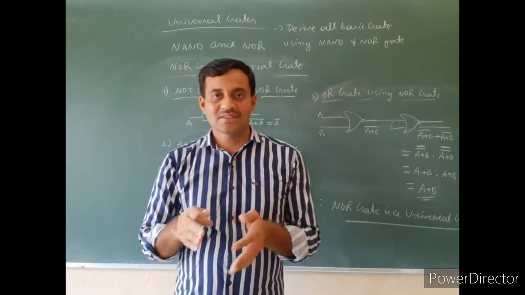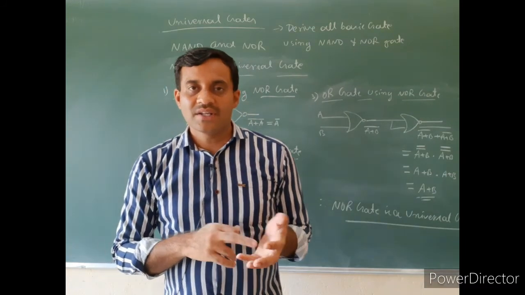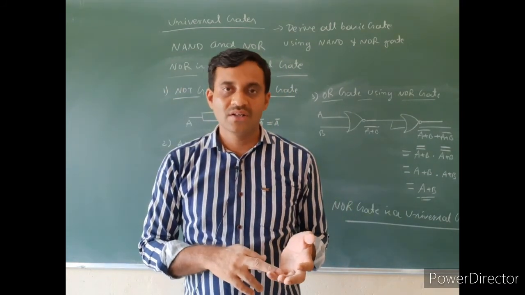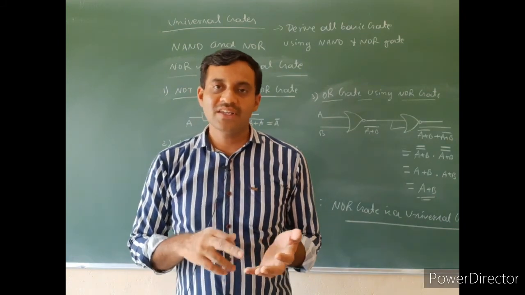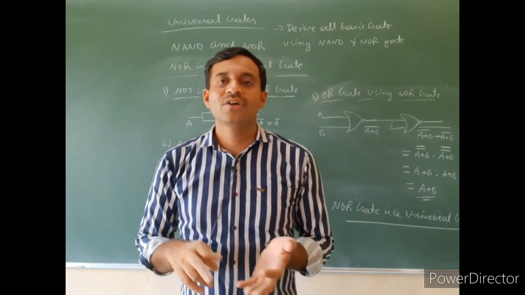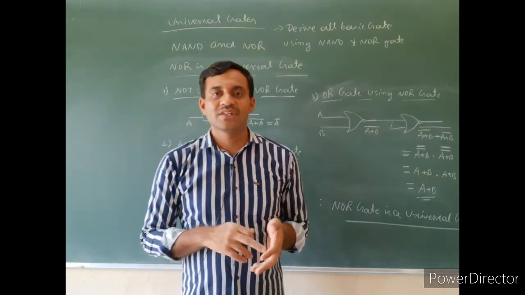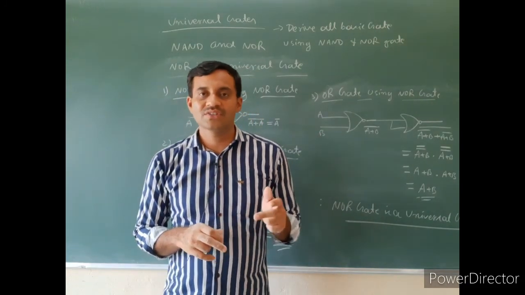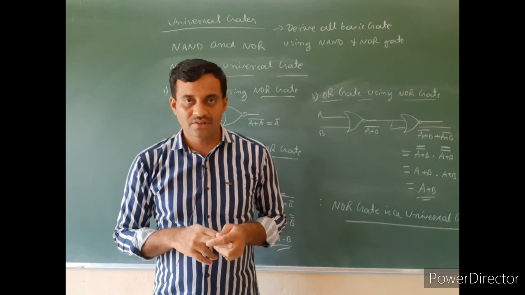Then we discussed the logic symbol for each basic gate, then the truth table. Then we also discussed the logic symbol for each derived gate and the truth table also. Then we also discussed universal gates. Only two are the universal gates, and those are NAND and NOR.